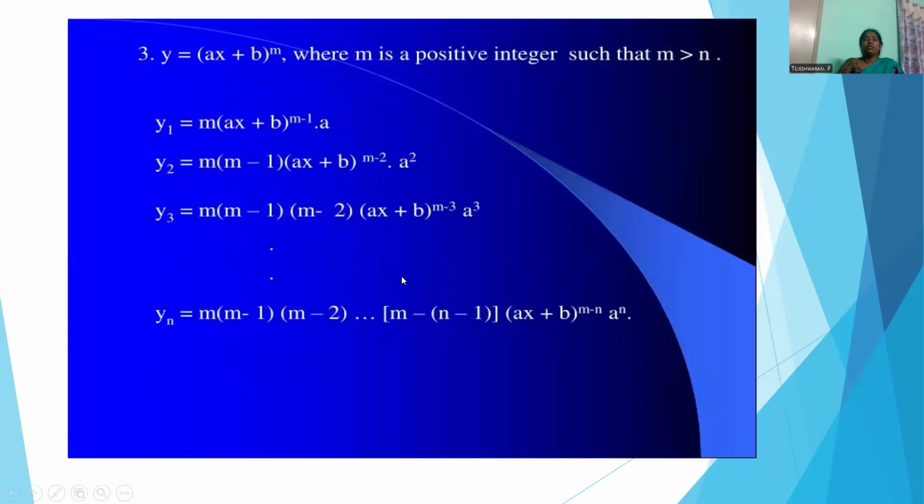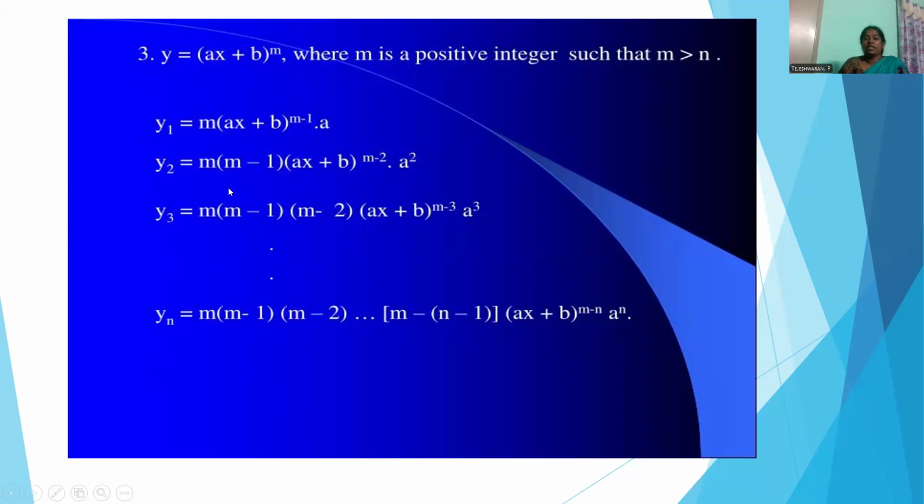In the third example, we have y equal to ax plus b power m, where m is a positive integer such that here m is greater than n. If we differentiate y with respect to x, we get the first derivative y1 equal to m into ax plus b the whole power m minus 1. Here we have ax. If we differentiate ax, we get a. Therefore, the answer is m a into ax plus b the whole power m minus 1.